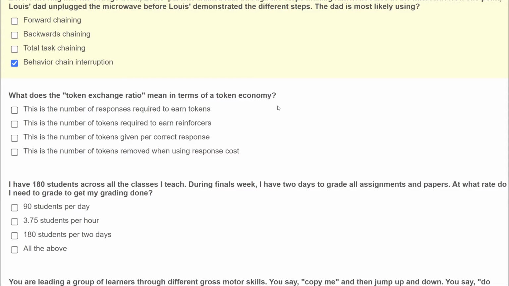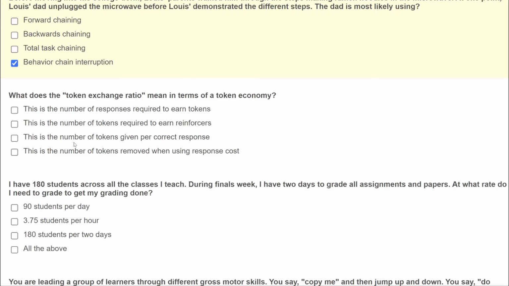So what does the token exchange ratio mean? Is it A, the number of responses required to earn tokens? A is going to be your reinforcement schedule. How many responses you're required, how much time it takes. It's not going to be the exchange ratio. B, this is the number of tokens required to earn reinforcers. Yes, if it takes me 5 tokens to earn 1 backup reinforcer, that's my exchange ratio, 5 to 1.